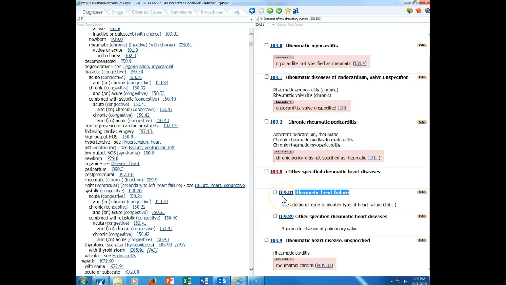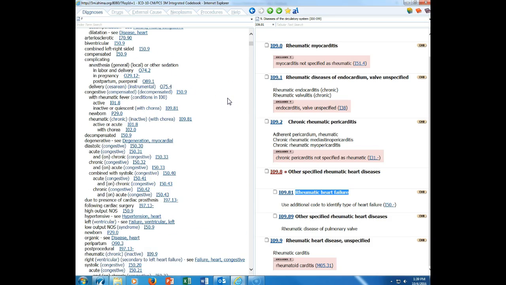That code should be sequenced first, rheumatic heart failure. We have an instructional note to use an additional code to identify the type of heart failure. The type of heart failure is congestive heart failure, and that code is I50.9. So those codes, and as they should have been sequenced, I09.81 and I50.9.